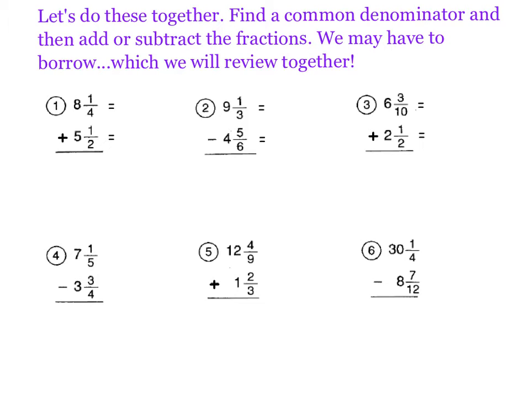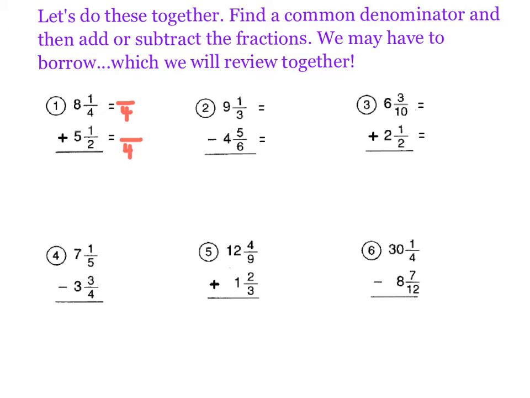Here we go. First, mixed numbers. We have 8 1/4 plus 5 1/2. We want to start this problem by first doing our common denominator. So when I look at my denominators here, I have a 4 and a 2. So if I count by 4s, 4, 8, 12, 16, and I count by 2s, 2, 4, 6, 8, I want to find something they have in common. The smallest number is going to be a 4. So let's go ahead and use 4s in our denominator.